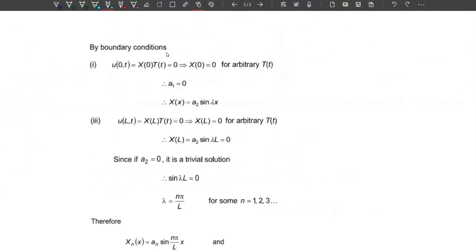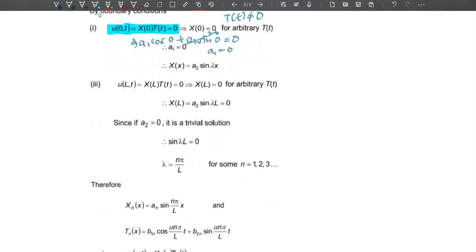Now, by the boundary conditions that we have, the first one will be when U(0,t) equal to 0. So that means X(0) T of t equal to 0. Therefore X(0) equal to 0 and T of t does not equal 0 for any arbitrary t. So U(0,t) is actually A1 cos 0 plus A2 sin 0 equal to 0. Therefore A1 cos 0 is equal to A1. That's why we have A1 equal to 0. So hence X of x is equal to A2 sin lambda x. For the next one, U(L,t) is equal to X(L) T of t equal to 0, which means X(L) equal to 0.